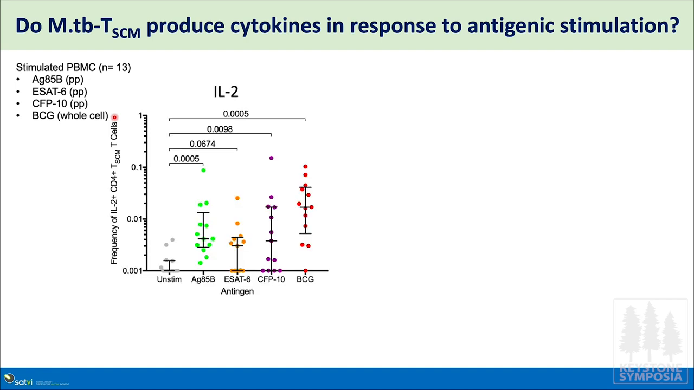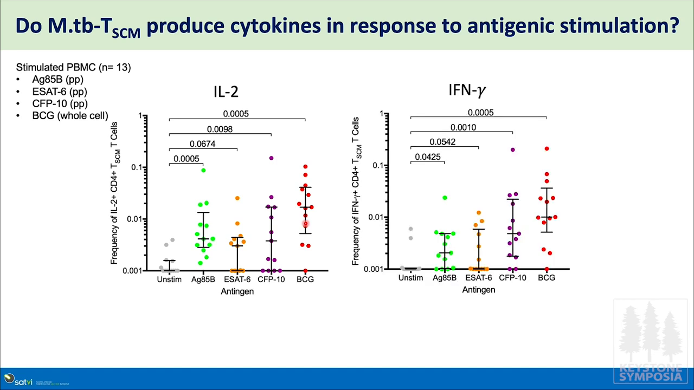So what we observed when you looked at expression of IL-2 is that the Mycobacteria-specific TSCMs, in response to stimulation with antigen-85B, significantly induce expression of IL-2. But in response to stimulation with ESAT6 and CFP10, there wasn't a significant induction of IL-2 expression. And like I said, BCG is a whole cell encompassing a whole lot of antigens. We did see a significant induction of IL-2 expression.